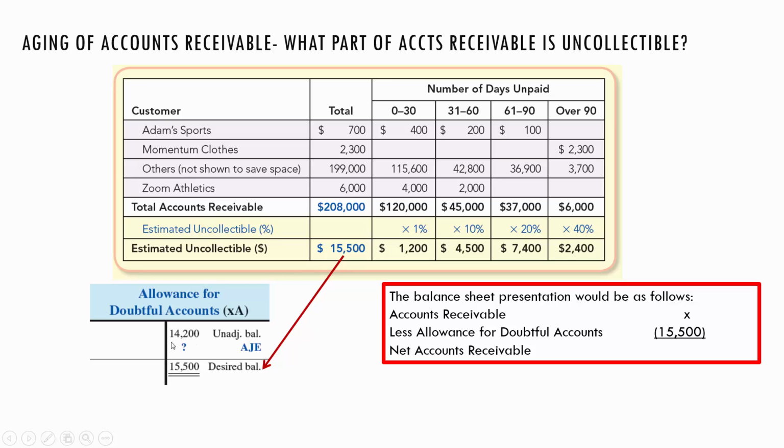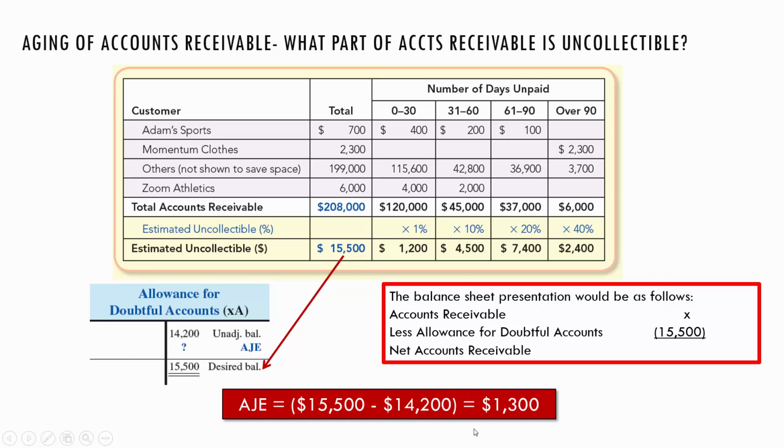You go in and you look at the balance in your allowance for doubtful accounts account. It's a balance sheet account. It doesn't zero out, so it has a balance. And you know that the balance should be $15,500 based on your analysis of the $208,000. So you say, what do I need to do to make it $15,500? And I think we can look at this and say we need a credit of $1,300, can't you? $14,200 plus $1,300 would make it $15,500.